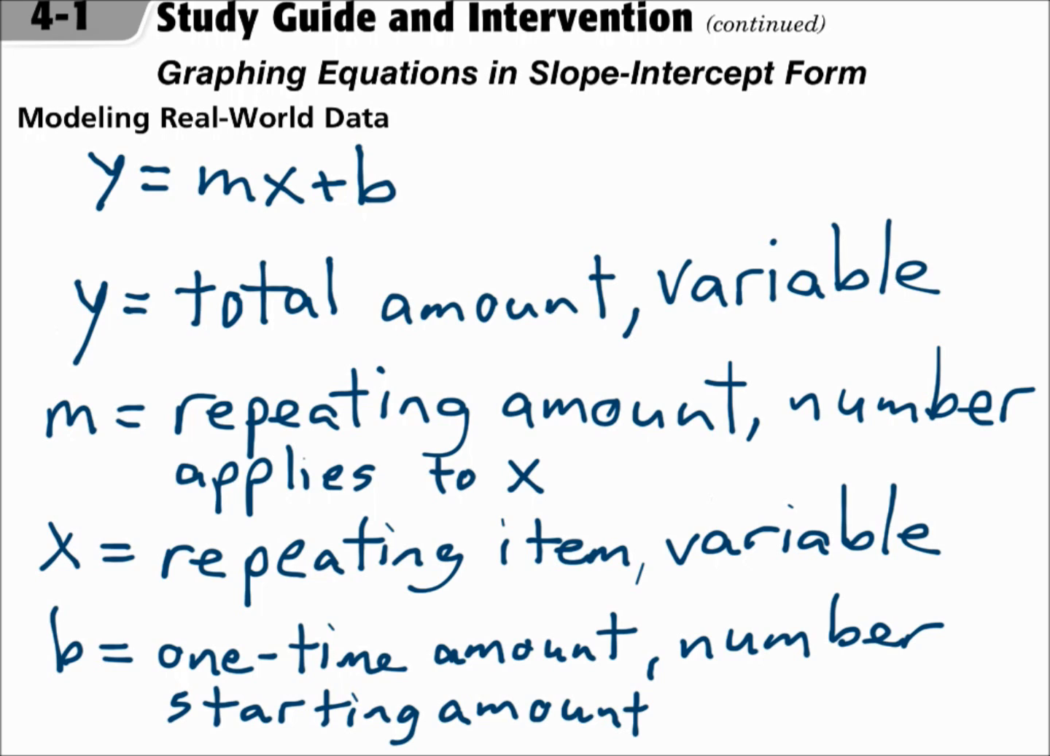The repeating number is m. X is the repeating variable, so whatever variable repeats, that goes where x is. And b is the one-time starting amount. Whatever number you start with, that number goes in for b. So pick every item out of the question and put it in the right place in slope-intercept form.